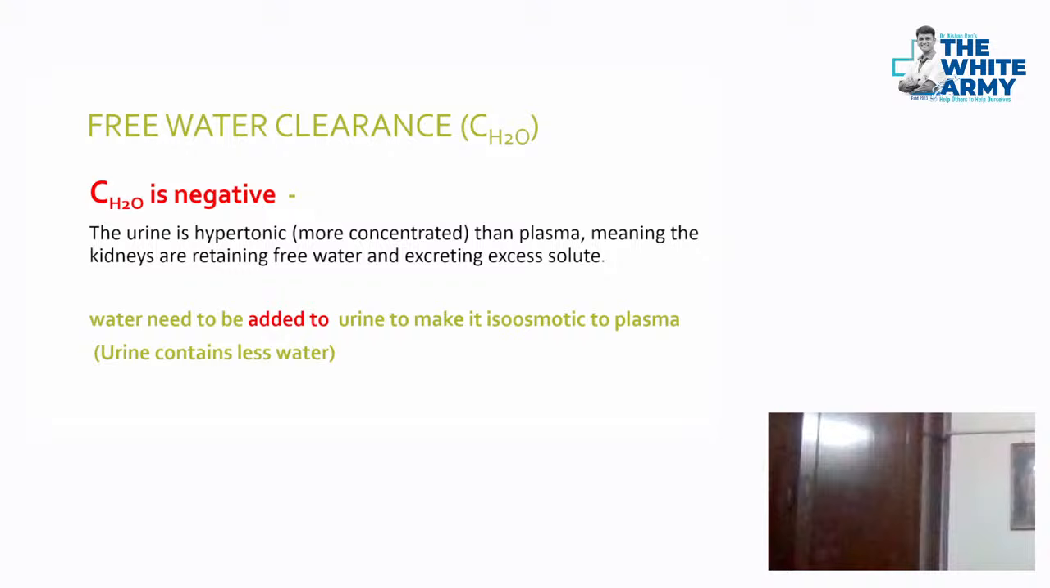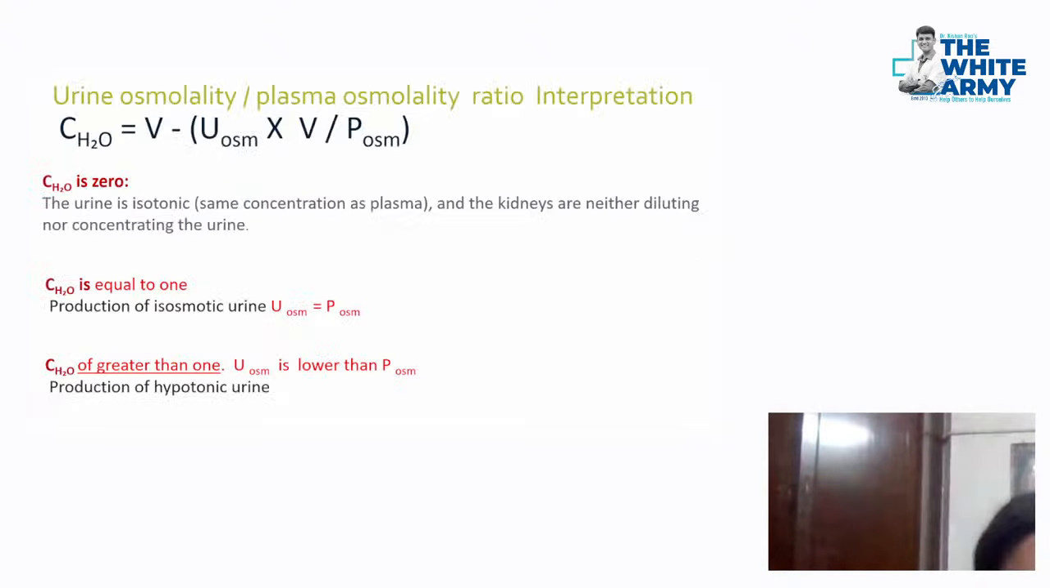So free water clearance, to repeat, is the volume of urine that does not contain any solute. And if the urine volume is larger than the osmolar load, then it is positive free water clearance. And if the osmotic load is high and the urine volume is low, it is said free water clearance is negative. So let us see some examples.